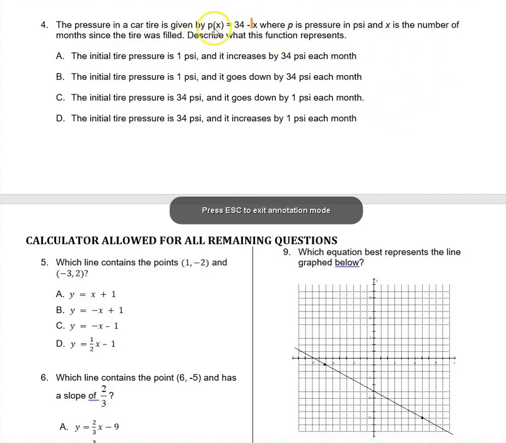Okay, so since P of x is the amount of pressure in the tire, then the initial tire pressure would have been that 34 pounds per square inch. Remember, the slope of a line, which is the coefficient of x in this type of equation, is -1, and that's the rate of change. In other words, the amount of air pressure in the tire is decreasing by 1 pound per square inch each month. And therefore, the answer to question 4 should have been C.